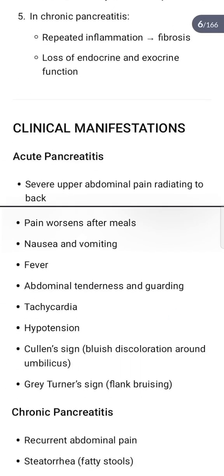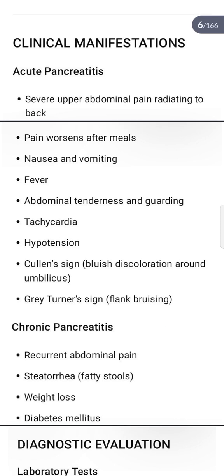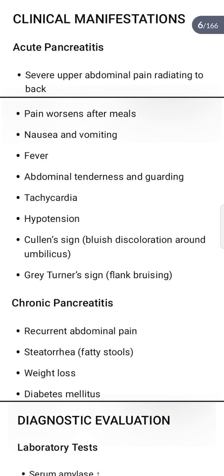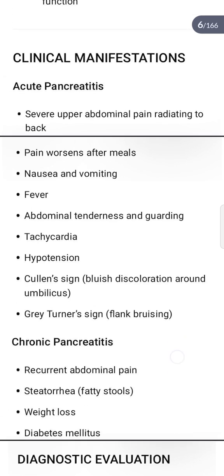What are the signs and symptoms, or we can say clinical manifestations? In acute pancreatitis we are having severe upper abdominal pain that is radiating to the back. Pain worsens, खाना खाने के बाद पेन और वर्स हो जाता है. Nausea and vomiting, fever, abdominal tenderness and guarding, tachycardia, and hypotension are there. Cullen sign is very important. In pancreatitis, Grey Turner sign and Cullen sign are there.